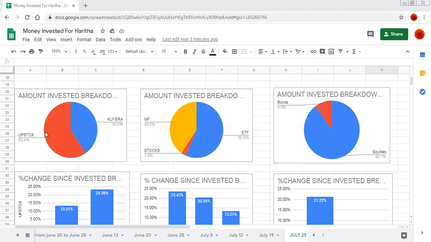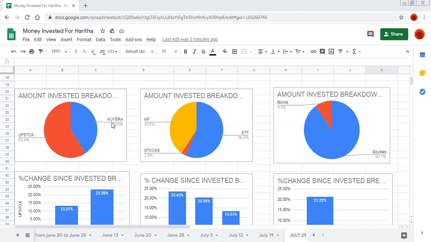To make it easier, I did that with graphs like a pie chart and bar chart. For example, if you observe this pie chart, I invested 59.4% in Upstocks and 40.6% in Kuvera. This is about the mobile apps, Kuvera and Upstocks.